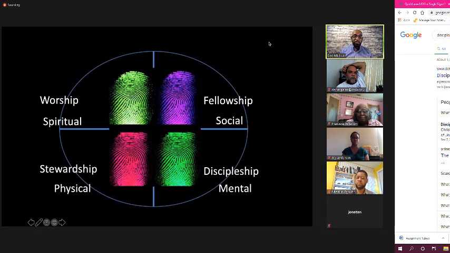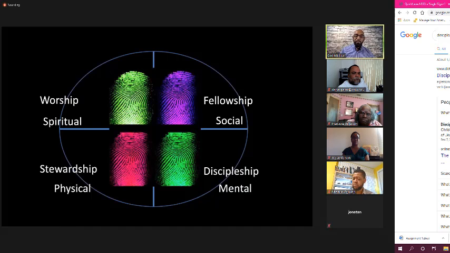We need interaction. We got to have stewardship because somebody has to be responsible for taking care of that which God has entrusted to us. And you got to have discipleship because that's the only way that the church will perpetuate and go on. There has to be the discipline and the training and the ongoing development so that the church becomes self-perpetuating. Right? So worship, fellowship, stewardship, and discipleship.